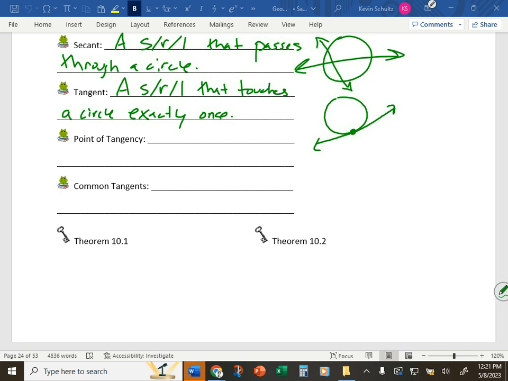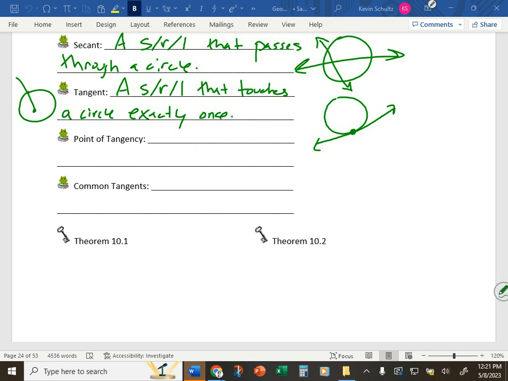No, a tangent line is entirely on the outside of a circle. That's a good point. Alex asked, could you have a tangent that starts inside the circle and goes out and touches it exactly once? No. A tangent is entirely on the outside of a circle, except for that one point.